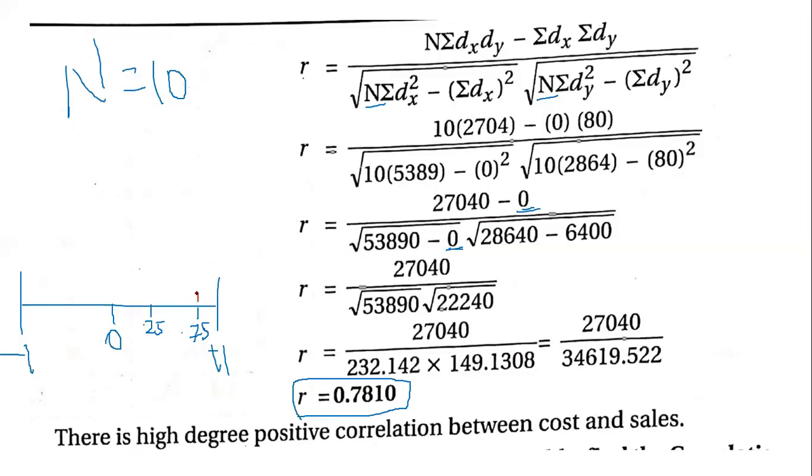So these values are between +1 and 0.75, which means it has highest degree of correlation. And since this number is positive, so you will have high degree positive correlation between the two variables x and y. Now what are the x and y? The x is cost, y is sales. So this is high degree positive correlation between cost and sales.